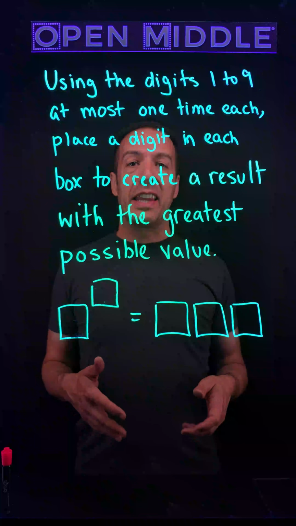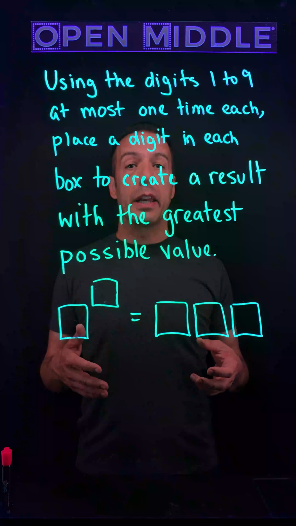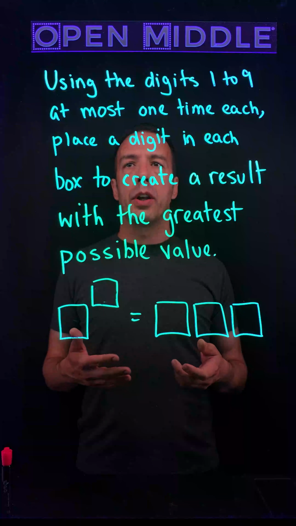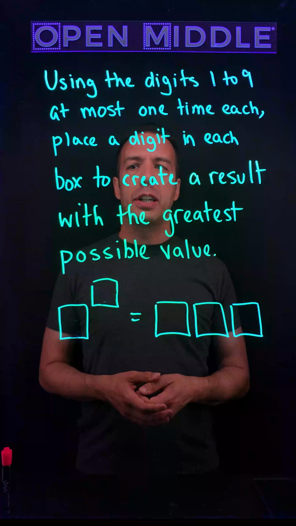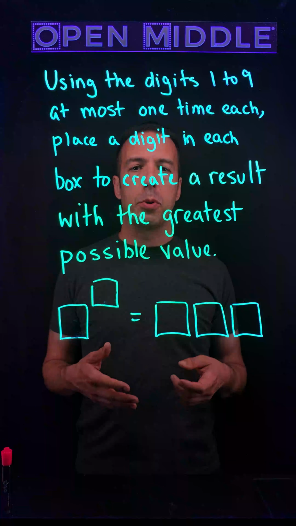If your students enjoyed that last Exponents Open Middle problem, I think they're really going to love this one. It says, using the digits 1 to 9 at most one time each, place a digit in each box to create a result with the greatest possible value.